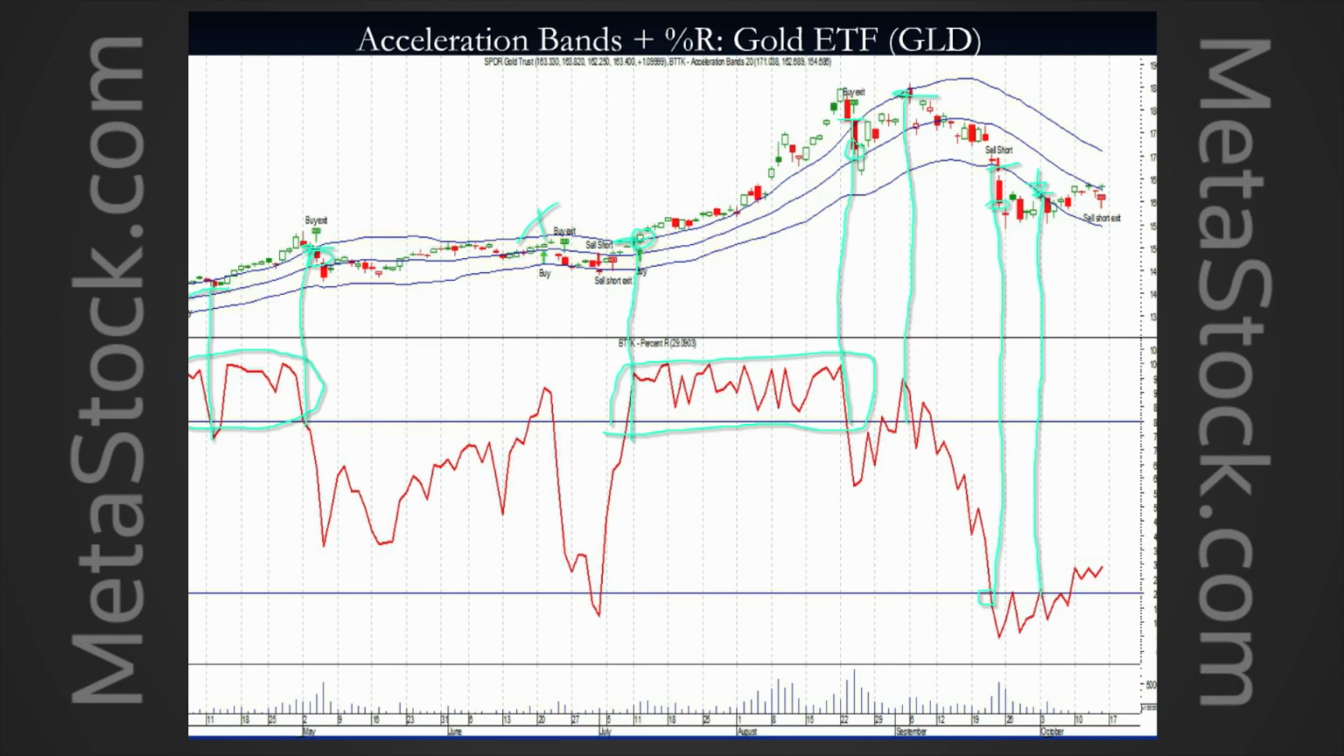It looked like it was working here, and then you can see what happens. It actually violates that resistance here. You got to hop out for a small loss. The nature of the percent R system is targeting bigger winners and taking smaller losers.